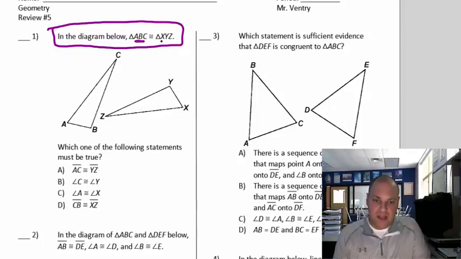AB corresponds to XY. Just go in order, okay? So it's going to be A and X. A and X is going to be the answer for this one here. All right.